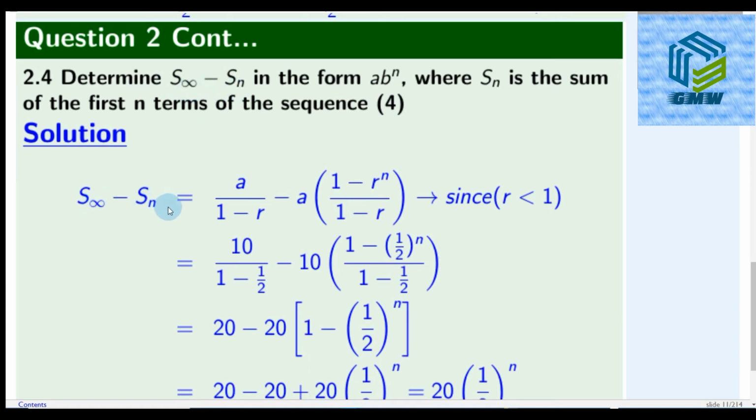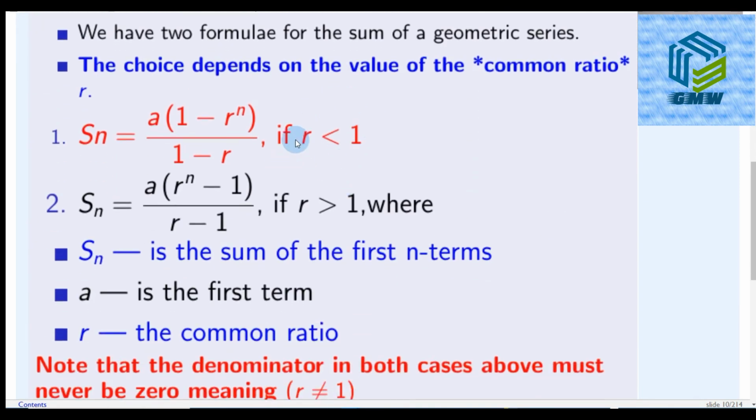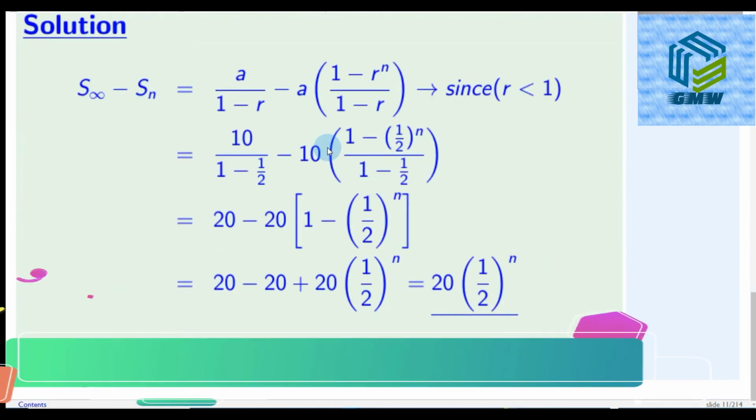So sum to infinity minus Sn is equal to, we know the formula for calculating the sum to infinity is a over 1 minus r. We saw it in the previous part when I explained earlier. Now on calculating the sum of n terms, this is where we said the choice depends on your value of r. Our r is half, and half is less than 1. So the formula to choose is the one that takes r less than 1. It is right here, a times 1 minus r to the power n.